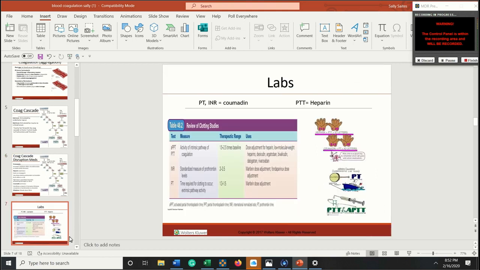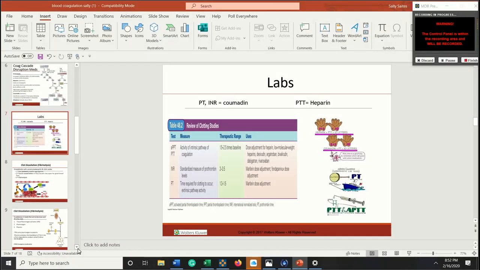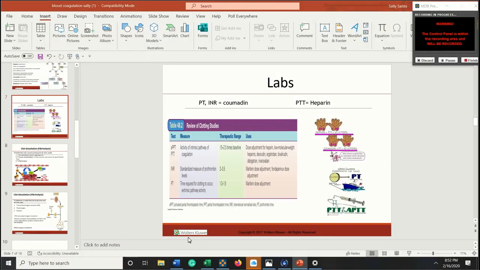So here's some labs. As you can see, we've got PT here for Coumadin and INR. An INR is a standard measure of the prothrombin level. So it's a standard measure of the PT levels, and this is what we use to dose. The others, heparin, it does have low molecular weight heparin, so that would include Lovenox. However, it's not very accurate for Lovenox. It's PTT. That's what you're going to see the most.